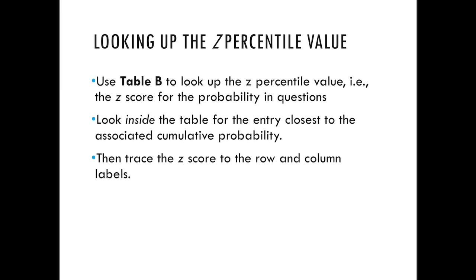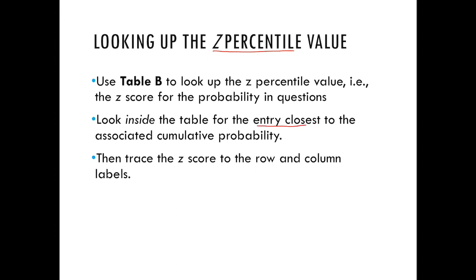Let's go into looking up our Z percentile values to show you what this looks like. So you're going to use table B to look up a Z percentile value, i.e. the Z score for the probability in the question. Remember, when you find a Z score, we're going to go to table B and now find the probability. This one's kind of working backwards. We're given a Z percentile, so we're already looking at the percentile, and we're going to find the Z score that corresponds to that probability. So you're going to look inside the table for the entry closest to the associated cumulative probability, then trace the Z score to the row and column labels.